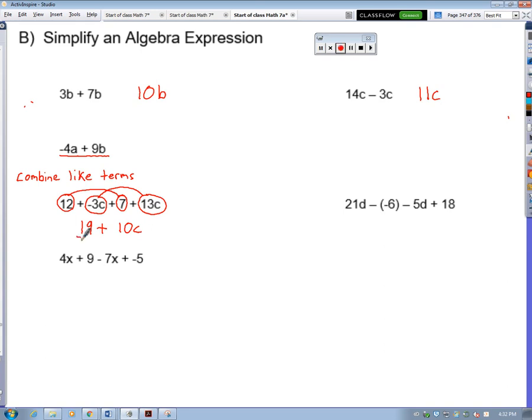And this would be our answer. That's as far as we can simplify it. We can't go 19 plus 10c because this 19 doesn't have a c on it. That's as far as we can go. We just combine what is in common. Let's check this out again over here.